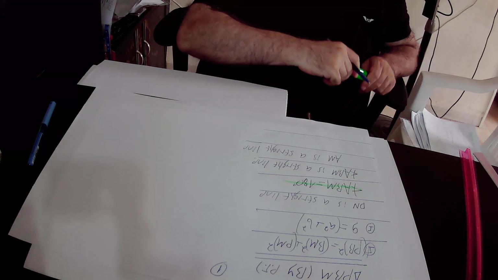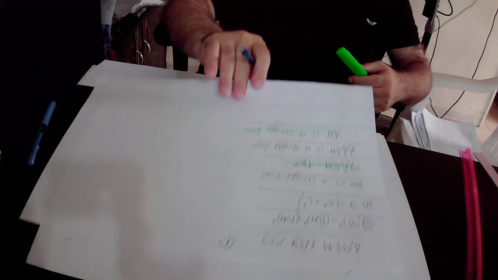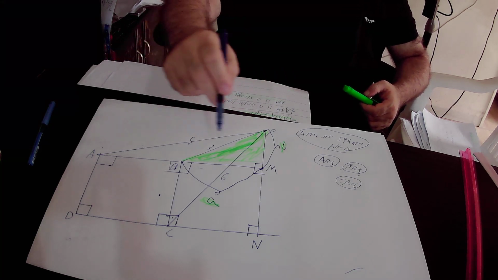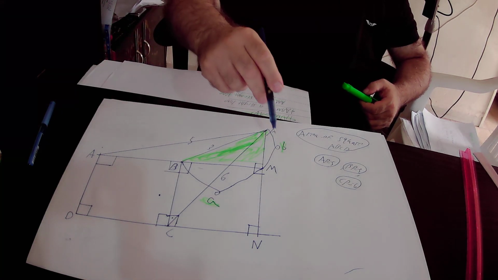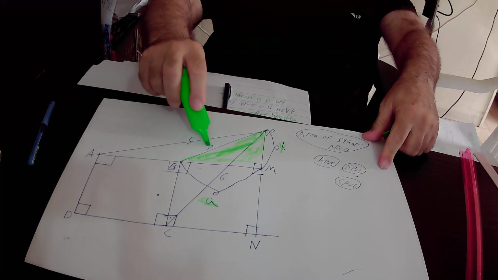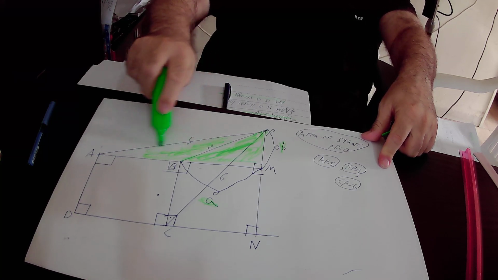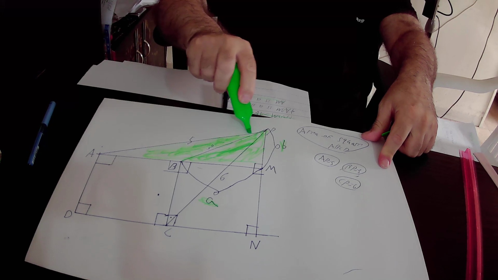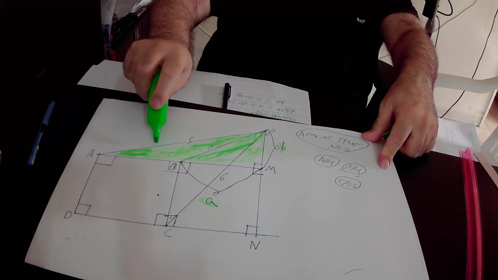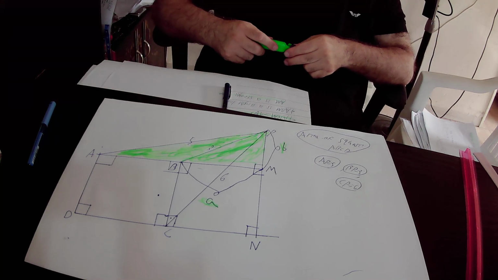So if line segment AM is a straight line, it means that triangle APM, this triangle, is a right triangle. So here the green triangle is a right triangle. So we can implement the Pythagoras theorem on the green right triangle, triangle APM.